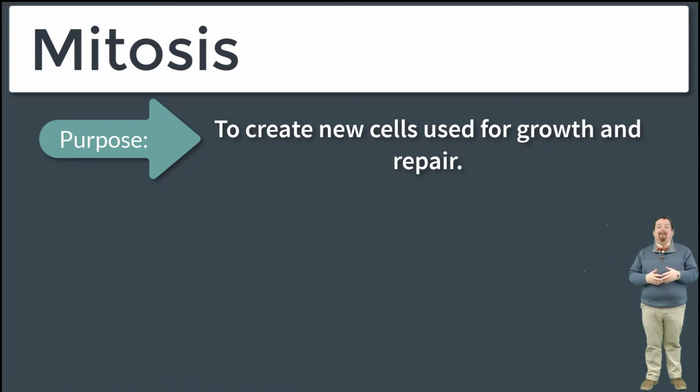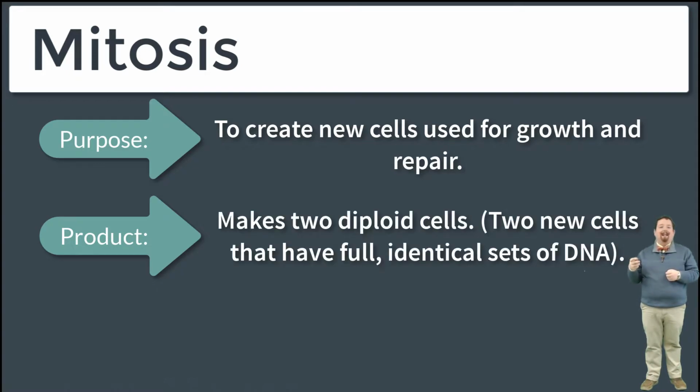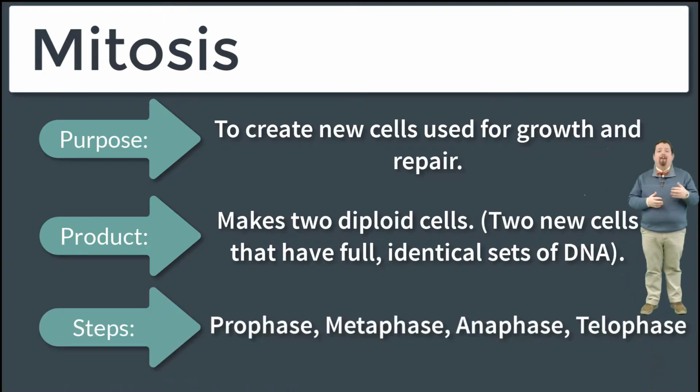When mitosis happens, we take a single cell and double it, basically. We end up with two new identical cells that are exactly like each other. These two cells have full sets of DNA, and we call them diploid cells. The steps to mitosis are prophase, metaphase, anaphase, and telophase.